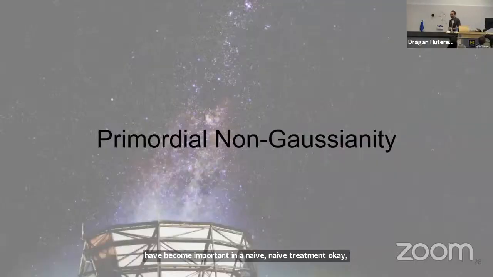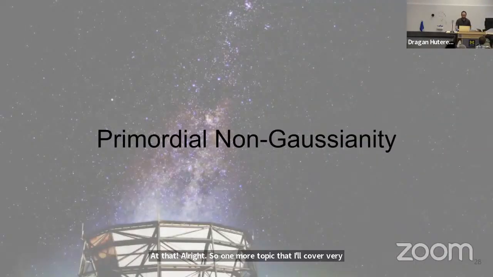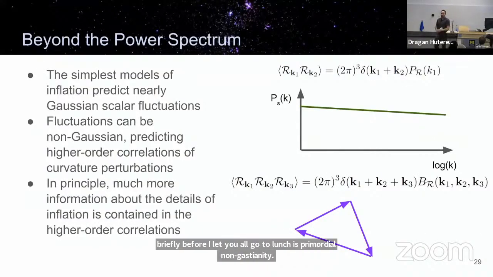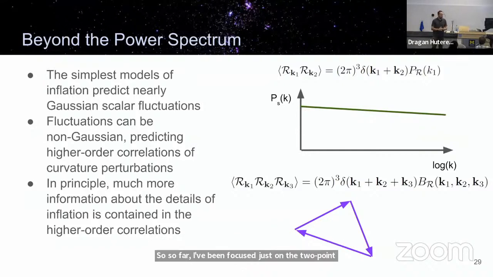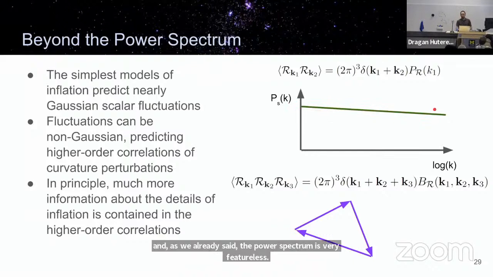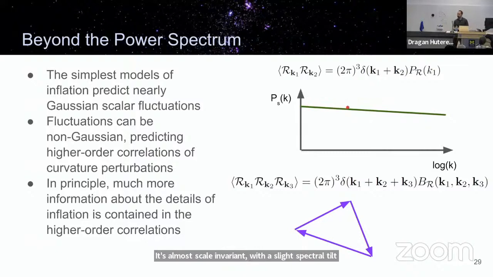All right, so one more topic that I'll cover very briefly before I let you all go to lunch is primordial non-Gaussianity. So far I've been focused just on the 2-point statistics of the fluctuations. However, there's in principle much more information in the higher point statistics of the fluctuations. The simplest models of inflation predict pure or very nearly Gaussian scalar fluctuations, which is described entirely by the 2-point statistics, the power spectrum. And as we already said, the power spectrum is very featureless. It's almost scale invariant with a slight spectral tilt. There's really just two numbers effectively that describe the scalar Gaussian statistics.